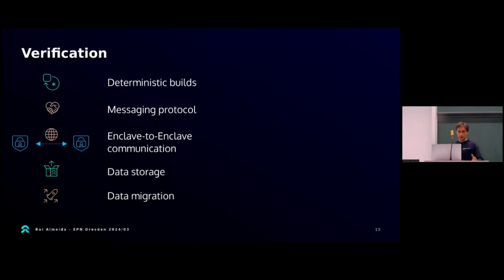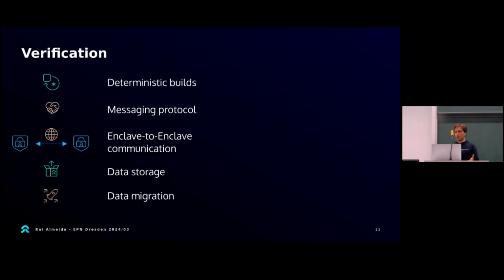And if that other enclave is running on a remote platform, then I also need to attest that other remote platform. So we need to start creating a chain of trust. This is, of course, specific to confidential computing. How is the data stored, for example?